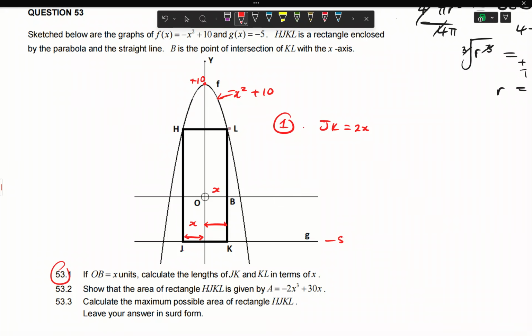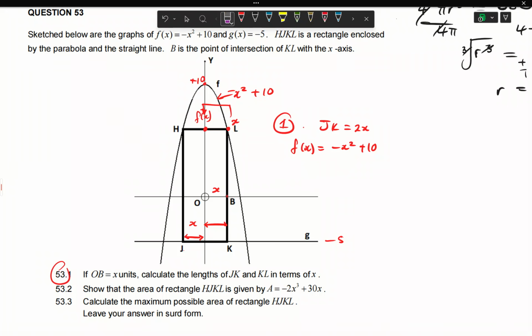Okay, JK is this part, and we know from the origin to K, that's -5. We also know that to find the corresponding Y value for this X value, you will say: if this is X, the corresponding Y value will be F of X. You just evaluate at that value. So let's evaluate at that value of X: we'll have -x² plus 10. It's just the original function, and you're just evaluating at the value of X there.